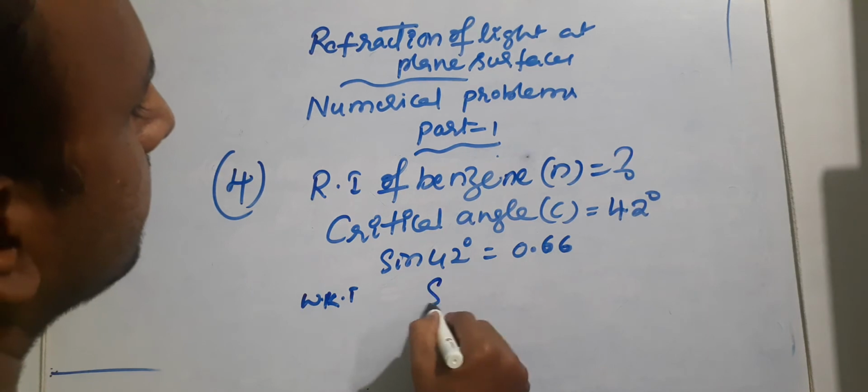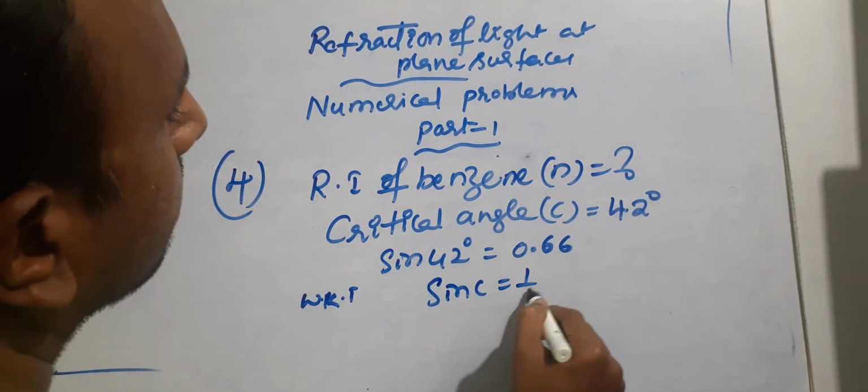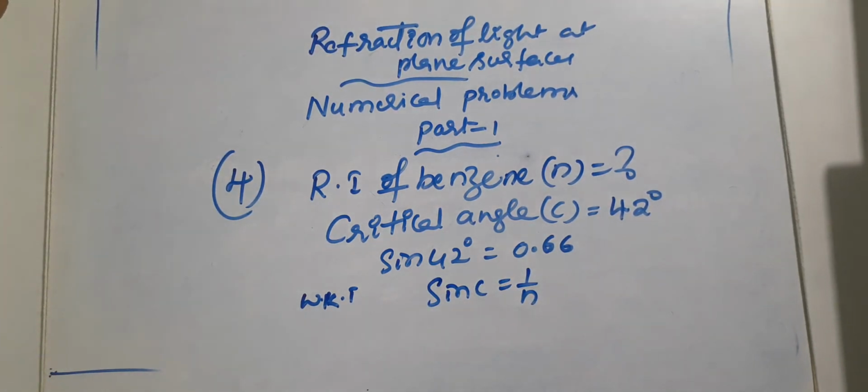So sin c is equal to 1 by n. This derivation is also there in the previous video. The name of the video is critical angle. What is critical angle? What is the derivation of critical angle? What is the formula for critical angle? How can we find the critical angle using refractive index? Such topics are clearly explained in the previous video in our channel.